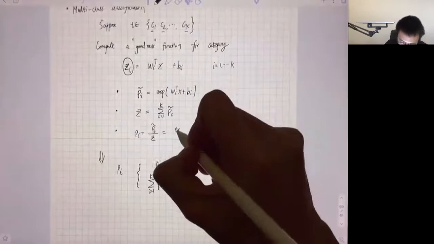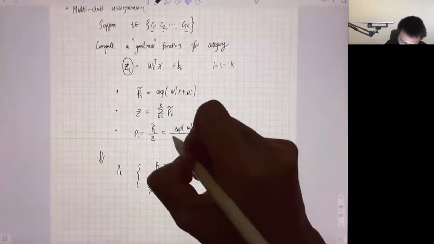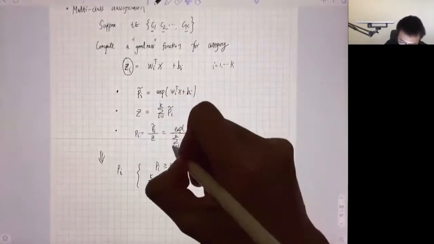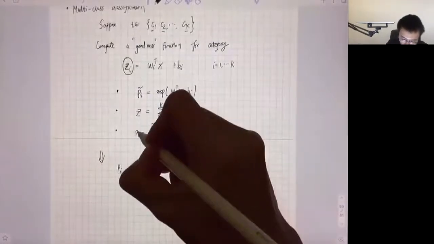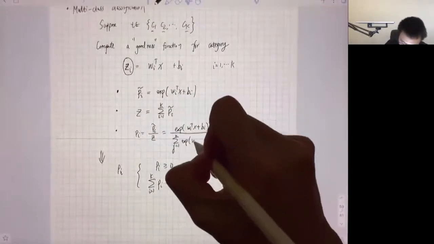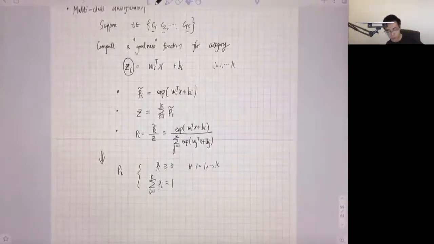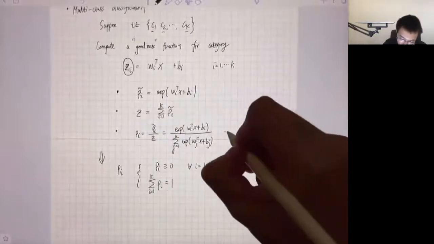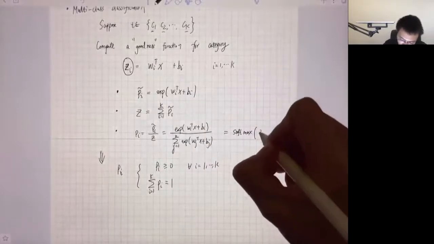So Pi is the exponential of Wi transpose X plus Bi, over the sum over all i's, but this time I call it j, just renaming the variable to avoid conflict with this i, exp of Wj transpose X plus Bj. And this function is known as the softmax function, softmax over C1 up to Ck.